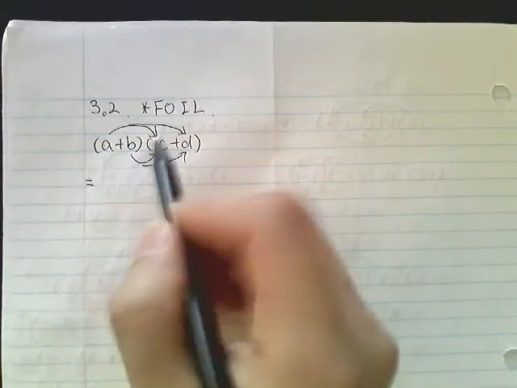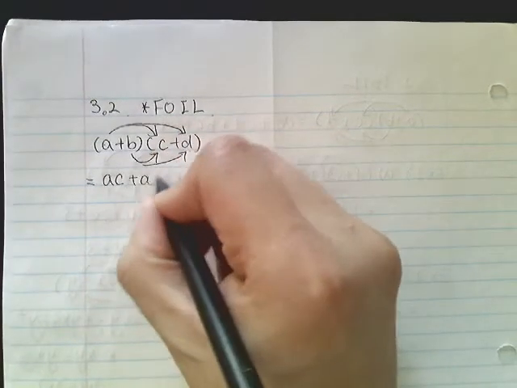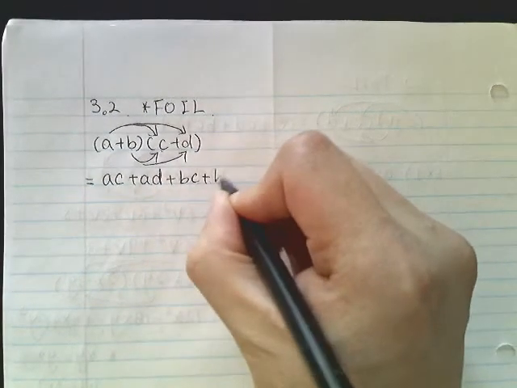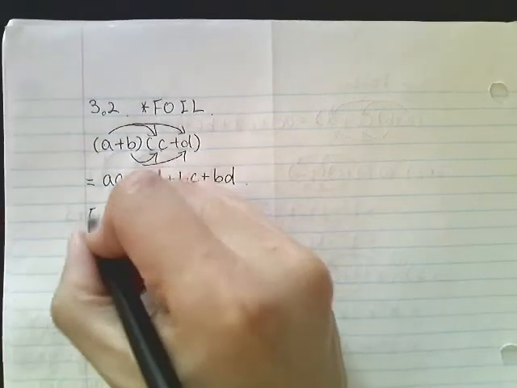So we have A times C, AC. Now A times D, so AD. B times C, so BC. And we have BD. Now this is the basics of foiling. So let's do some examples, okay?